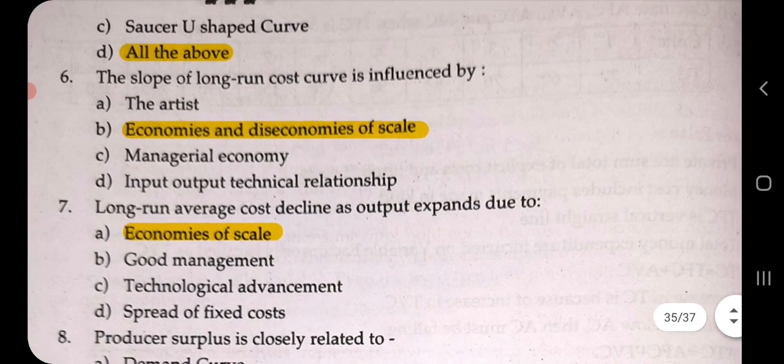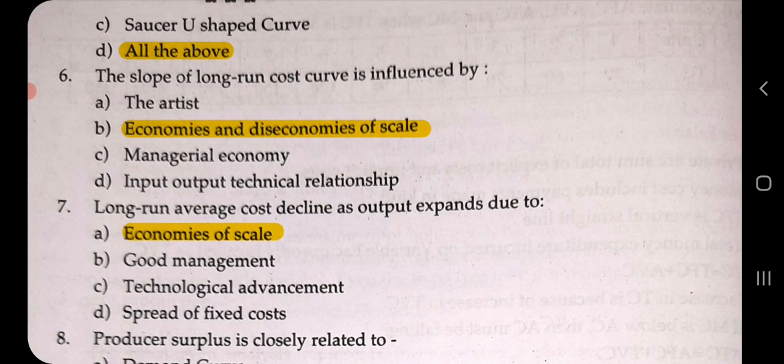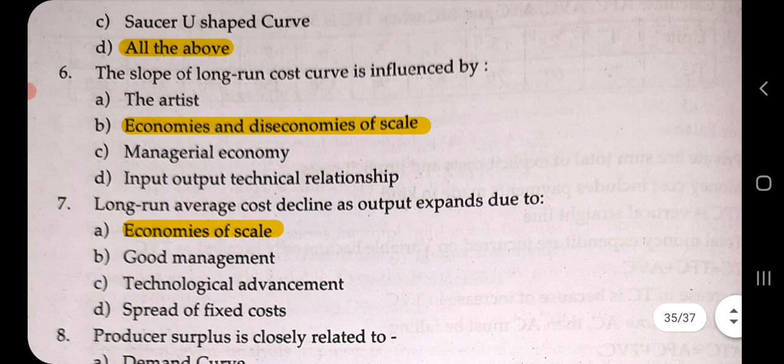Then sixth question, the slope of long run cost curve is influenced by dash dash, and the answer is economies and diseconomies of scale. Yes, long run average cost curve क्या इंडिकेट करता है, it is influenced by the economies of scale and diseconomies of scale. It means as there are economies of scale, the long run average cost curve declines, and as there are diseconomies of scale, long run average cost curve starts increasing, so therefore it is a U shaped होता है.